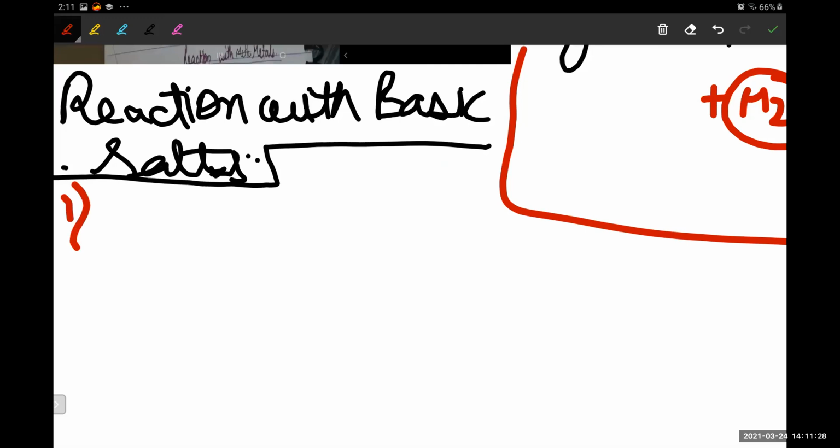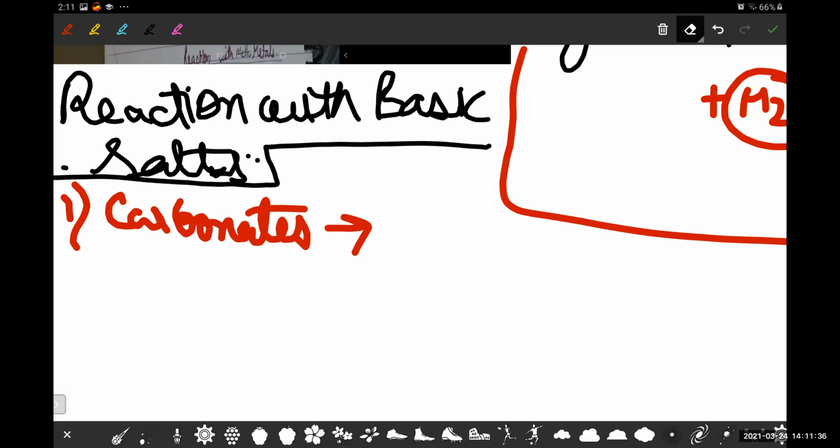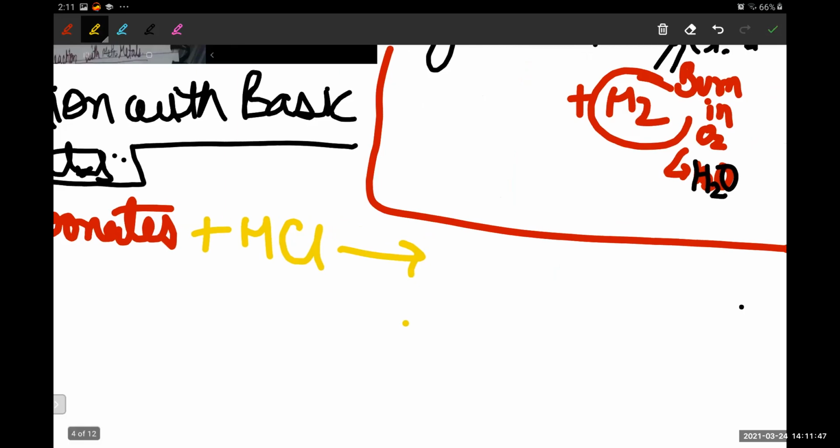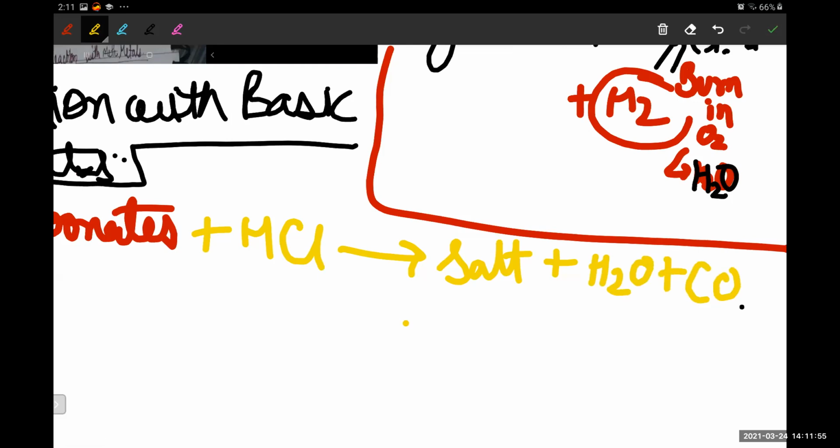Let's take the first example of carbonates. I told you all many are there. So in carbonates, I'll just directly jump onto the reaction. If I have carbonates and if I add HCl to it, what will I be getting? I'll be getting a salt plus water plus carbon dioxide, because carbonate is there.